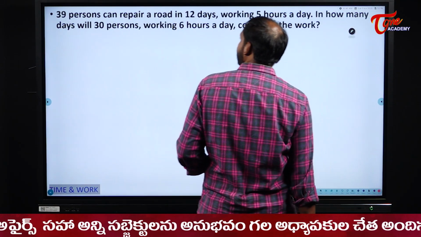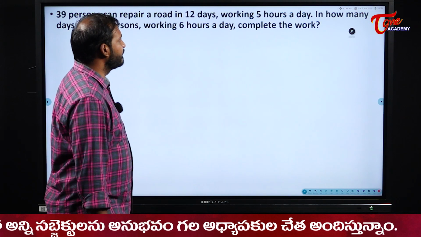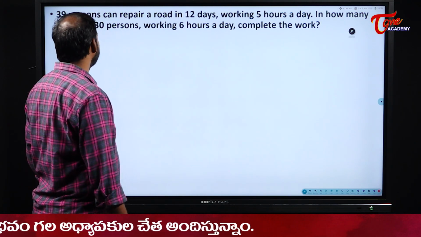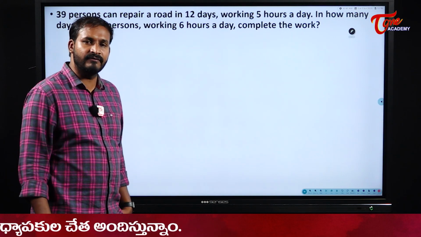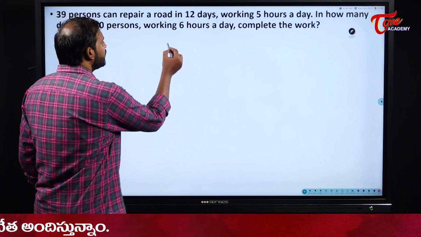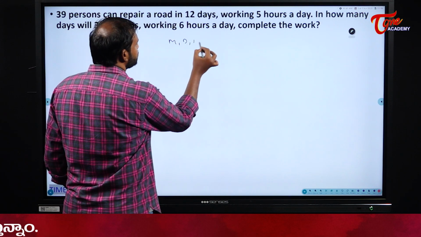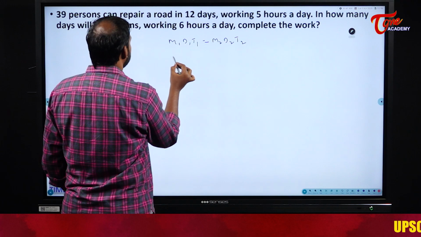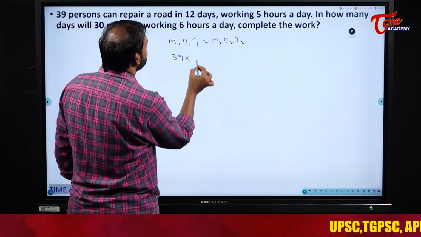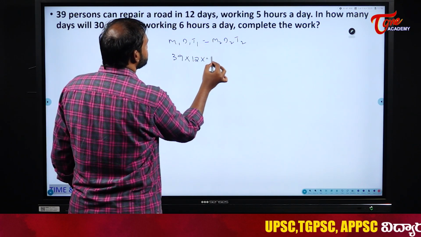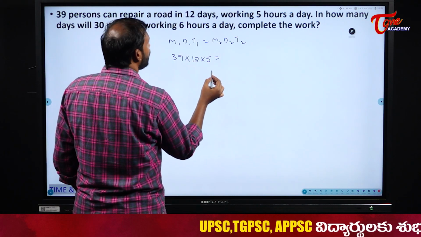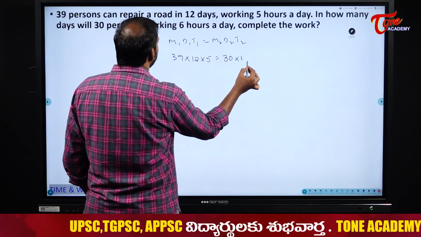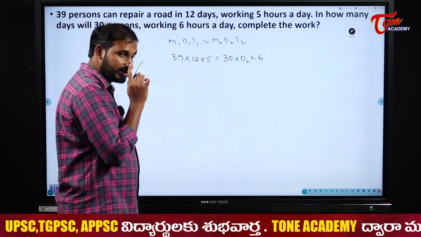Next one. 39 persons can repair a road in 12 days, working 5 hours a day. In how many days will 30 persons working 6 hours a day complete the work? Same work, right? If work is same, what we will write? M1 D1 T1 is equal to M2 D2 T2. What is M1? 39 men can repair the road in 12 days, working 5 hours a day. 30 men, and D2 I don't know, working 6 hours a day.